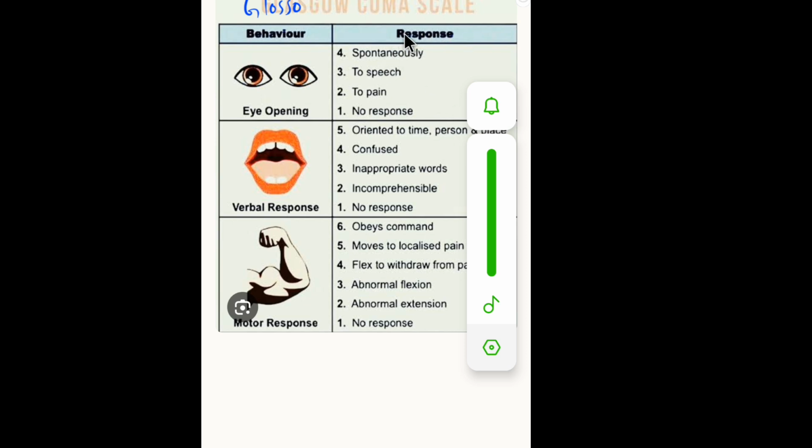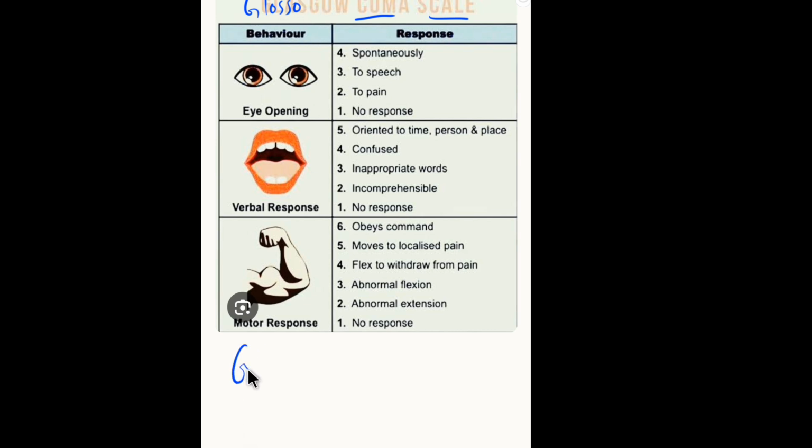So we will explain the Glasgow Coma Scale. First of all, you have to remember that the Glasgow Coma Scale is a scale. It was made by a scientist, for the comatose state and for assessing the normal behavior and normal function of the body.